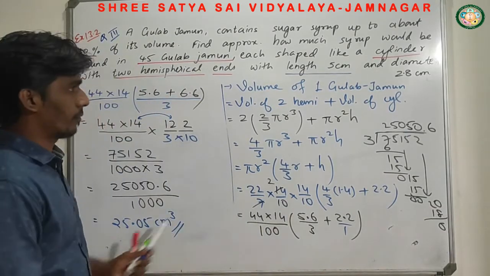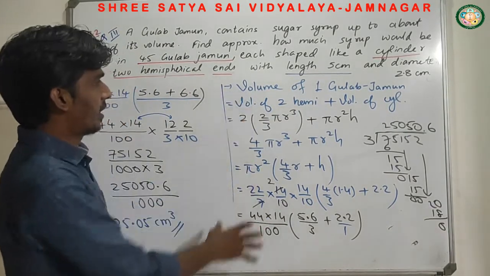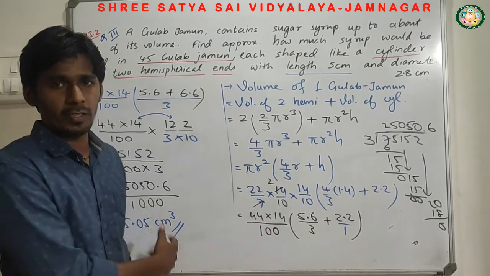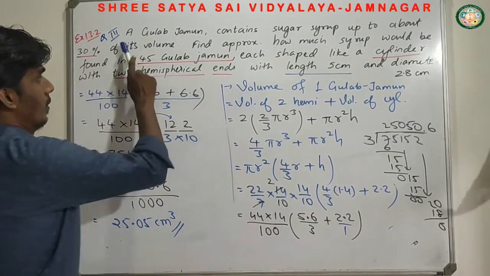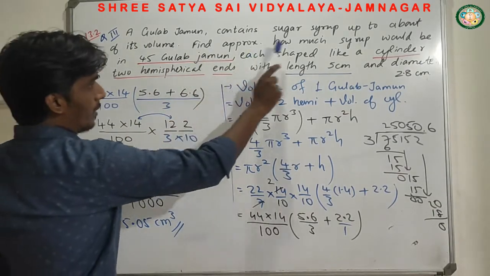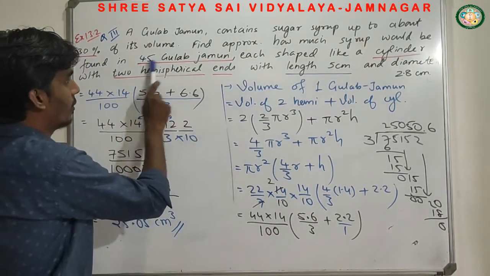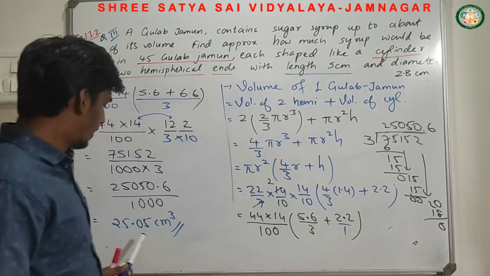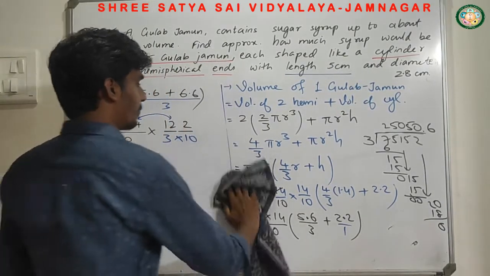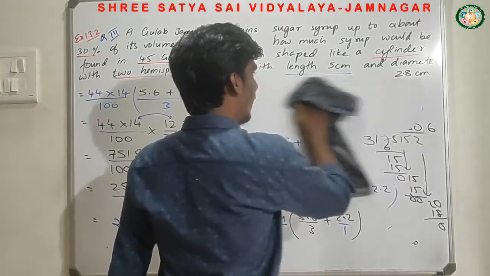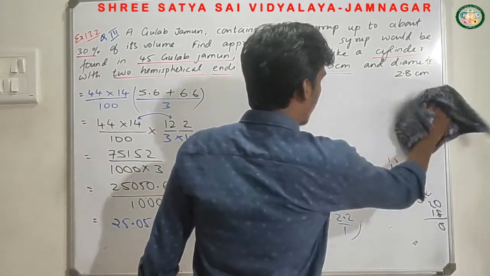This is the first part of the solution. This is the volume of 1 gulab jamun. In exam, if you do up to this, out of 4 marks, you get 2 marks for up to this. But our question is what? Find approximately how much syrup would be found in 45 gulab jamun. This is the volume for only 1 gulab jamun. Now what next? We have to find the volume of 45 gulab jamun.